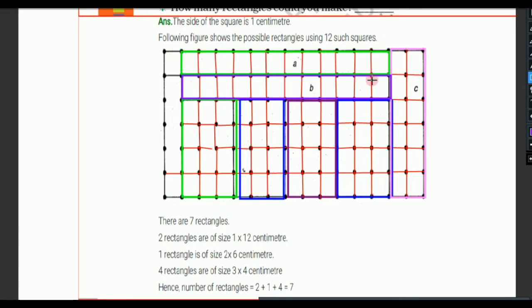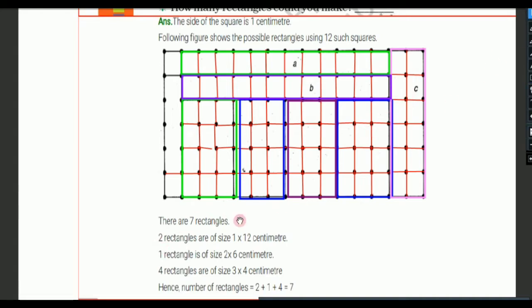Using 12 such squares we have drawn here 2 rectangles, and then here also we have drawn a rectangle using 12 such squares, 1, 2, 3, 4, 5, 6, 7, 8, 9, 10, 11, 12. So this type of 4 rectangles, and here 1, 2, 3, 4, 5, 6, 7, 8, 9, 10, 11, 12, and here also we have drawn 1 rectangle. So total how many rectangles are there? 1, 2, 3, 4, 5, 6 and 7.